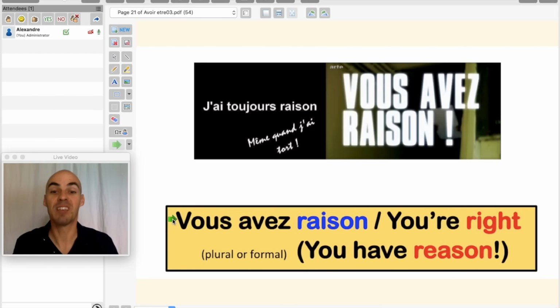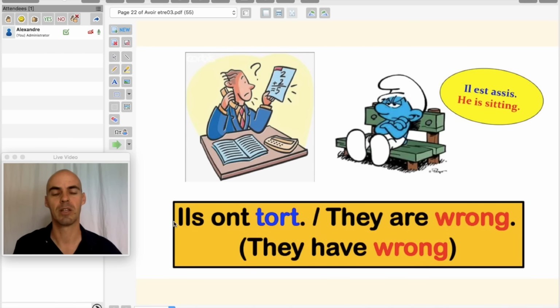You're right is vous avez raison. So either talking to several people or one adult whom we don't really know and we have to be formal. Vous avez raison. Okay? You're only going to say the tu form to an adult that you know, that you're friends with, or a kid. Okay? Any kid you can say tu, but otherwise it's vous. They're wrong. Ils ont tort.